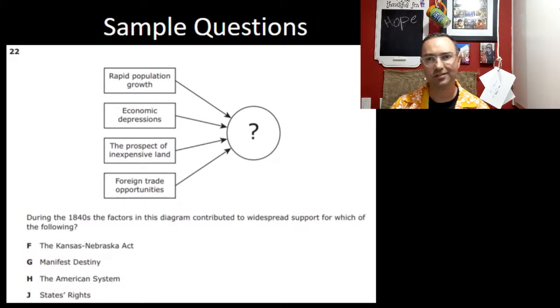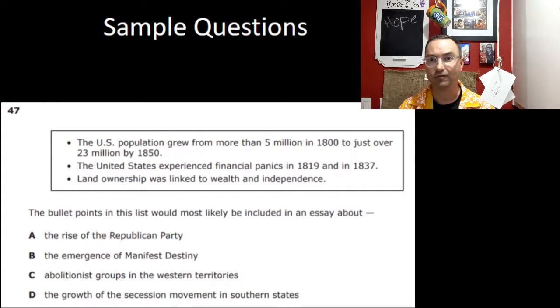All right, what about this one? You're going to notice a lot of similarities in these questions. Rapid population growth, meaning the United States was experiencing lots of people being born and coming into the country. At the same time, you have economic depressions, economic downturns, where things were not going great for the United States. Then you have the prospect of inexpensive land, and then foreign trade opportunities. All of these things led to what? Once again, pause. G, Manifest Destiny. Absolutely. These are easy questions, very similar in nature.